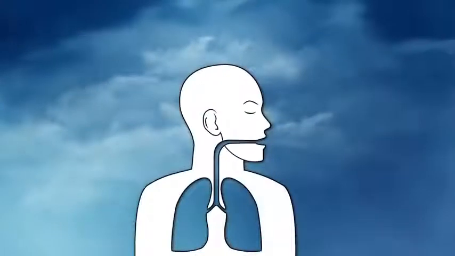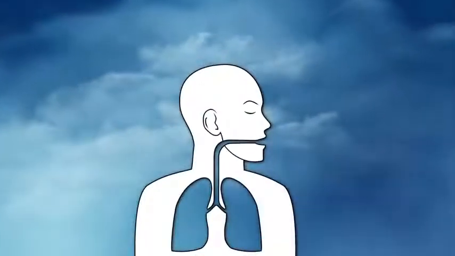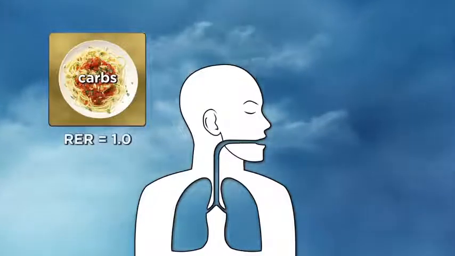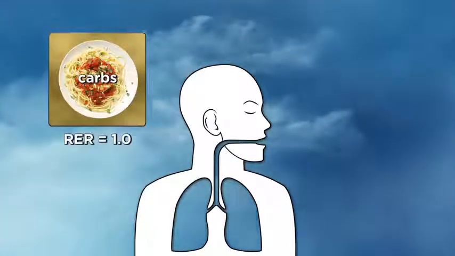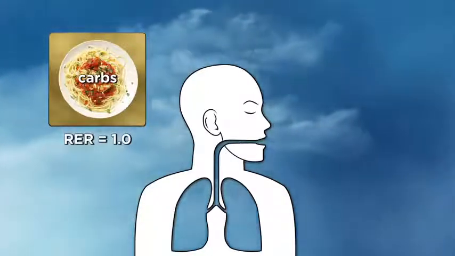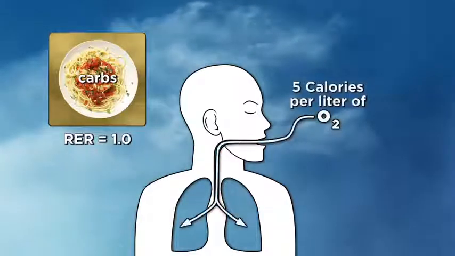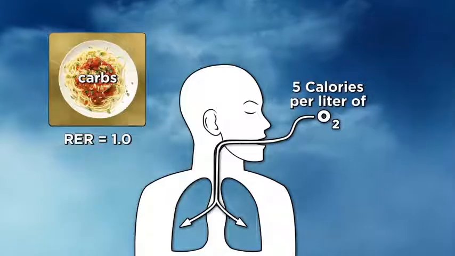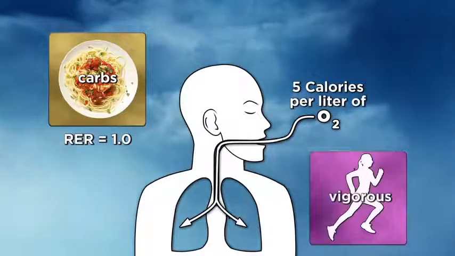Even though things like hyperventilation or excessive acid buffering in the cells can skew this ratio a bit, it does give an excellent estimation of fuel use. For example, if you are burning mostly carbohydrates, your RER would be 1.0, the top of the range. An RER of 1.0 is equivalent to about 5 calories per liter of oxygen that you consume. This would occur while exercising very hard.